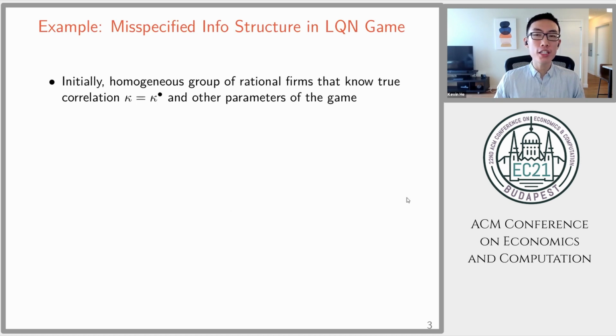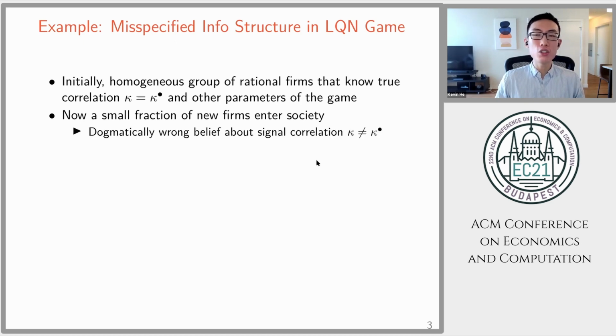Initially, there's a homogeneous group of rational firms that know the true correlation to be kappa-dot, as well as the other parameters in the game. Now imagine a small fraction of new firms enter the society. These new entrants differ from the incumbents in 2 ways. First, they hold a dogmatically wrong belief about signal correlation, believing it to be some other kappa not equal to the true kappa-dot. Second, being new, they're uncertain about the parameters of the game. In particular, they're uncertain about this price elasticity parameter.